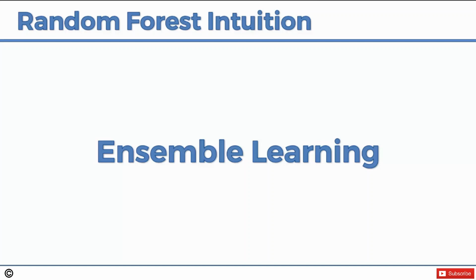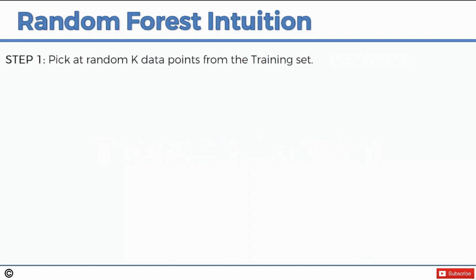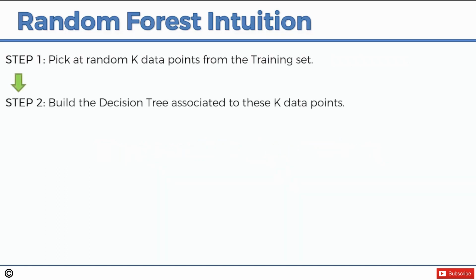So instead of running a decision tree method, which we talked about earlier, just once, we're going to run it multiple times, and that will give us a random forest. So let's have a look at the step-by-step process to understand how all of this happens. Step one is you pick at random k data points from the training set. Then you build a decision tree associated to those k data points.